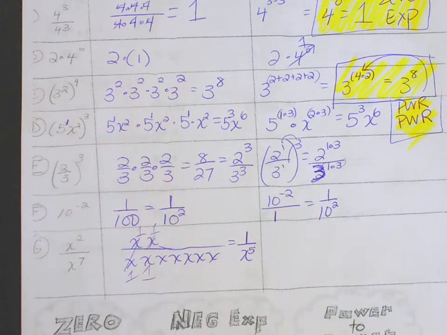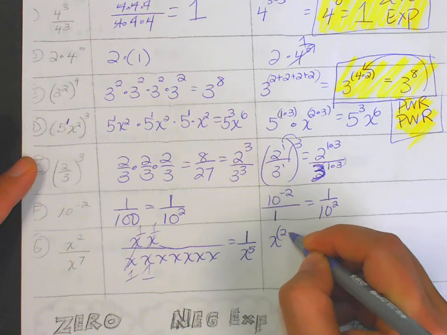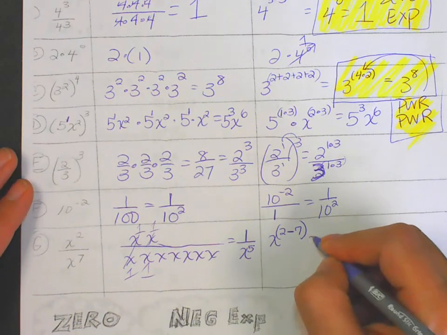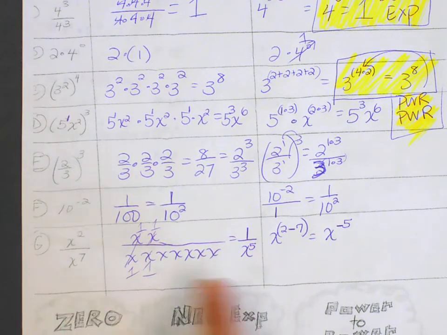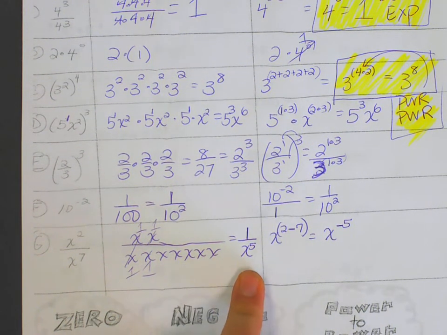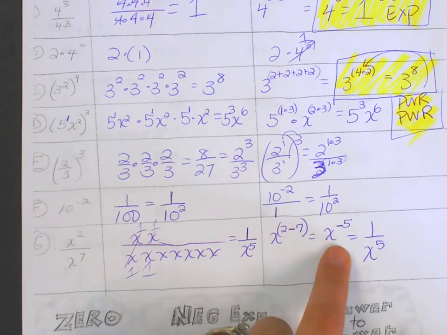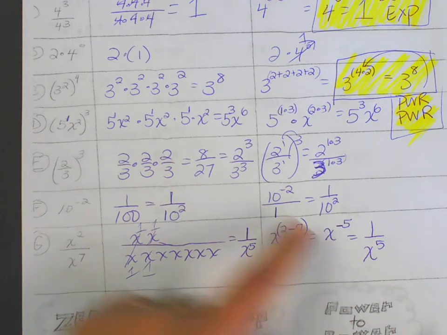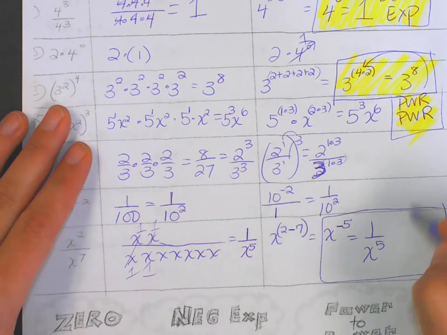Okay, so let's remember our old rules. Division is subtraction. 2 minus 7 gives you a negative 5 for an exponent. That's not what I wrote over here, though. I wrote something equivalent: 1 over x to the positive 5. Either answer will work, but if they say write it with positive exponents, they want this one. If they don't say anything, you can write it with negative exponents. So this is the rule for negative exponents.